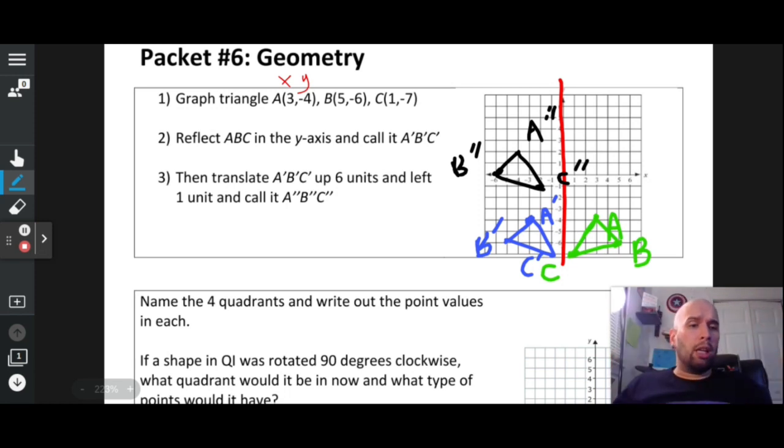This shape didn't change size. It's still the same exact shape that it was at the very beginning. I just flipped it and moved it up and to the left a little bit. That's it.